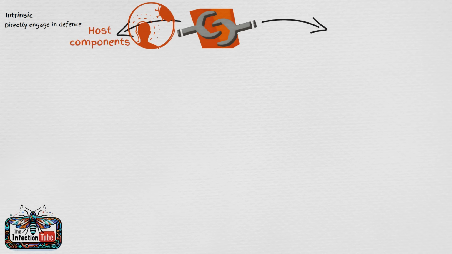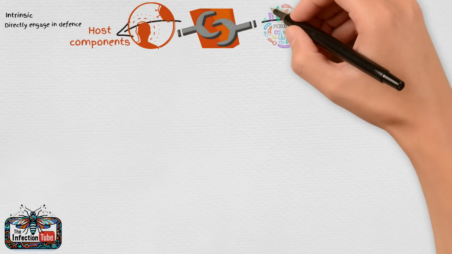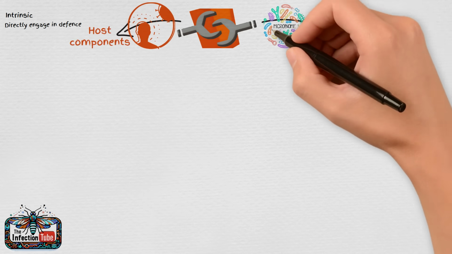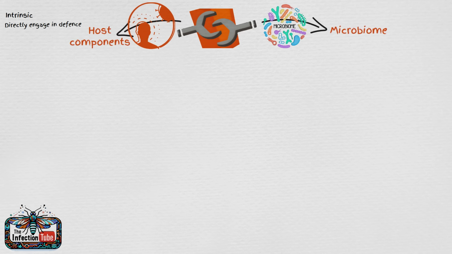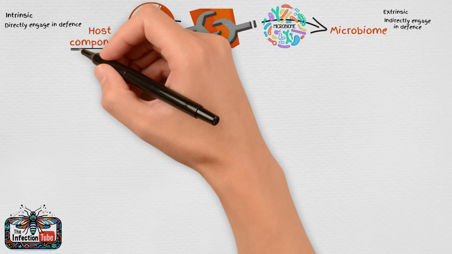The second element is the microbiome, which refers to the community of microorganisms that live on and within the human body. These microbes are not produced by the body, that is, they are extrinsic, but are acquired and maintained through interactions with the environment. They indirectly engage in defense against invading microorganisms by supporting the immune function and maintaining health, influencing immune responses and competing with pathogens. 1. Host components.